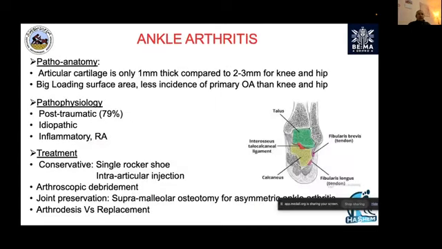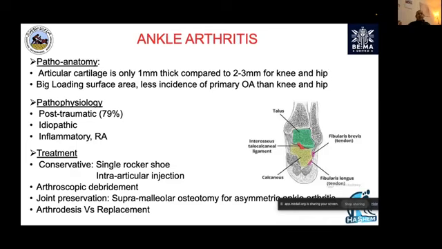So a quick look at the pathoanatomy, which will explain the difference in ankle arthritis from any other arthritis. It's very expected for the ankle, as a small joint compared to the knee or the hip, to have arthritis more commonly, but the surprise is not. The ankle is less arthritic than the knee or hip, and the knee and hip get more primary arthritis than the ankle. And why? Especially if I told you that the ankle articular cartilage is just 1 mm thickness, while cartilage for the knee is 2 to 3 mm.